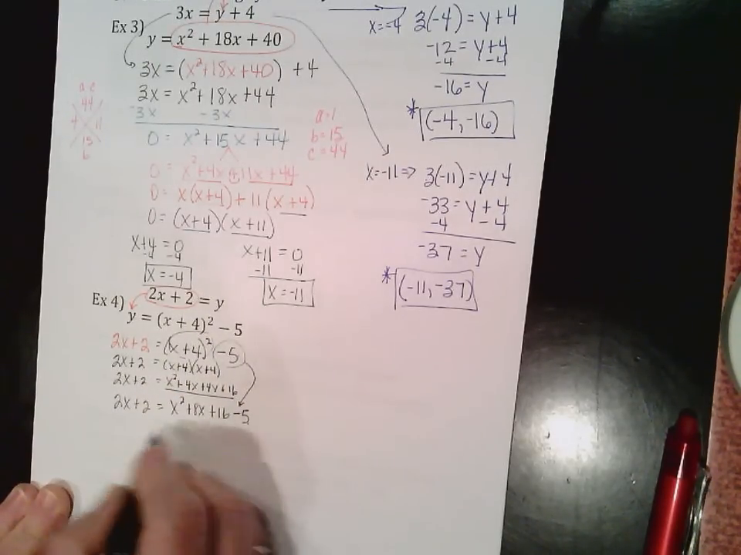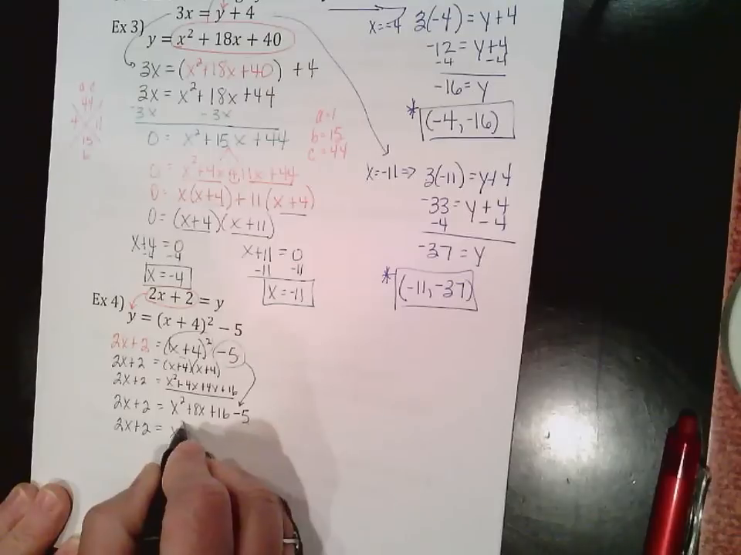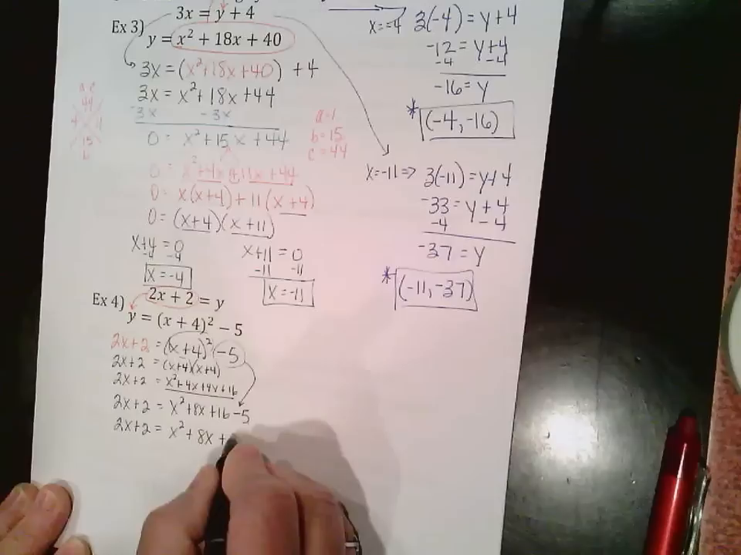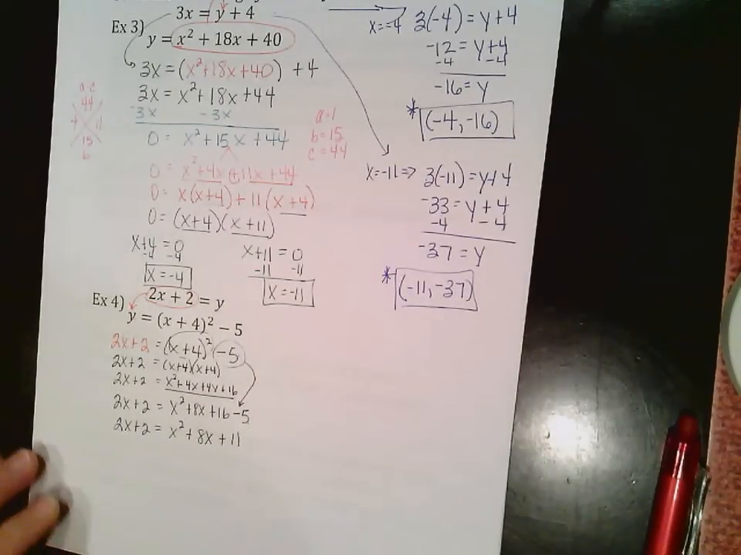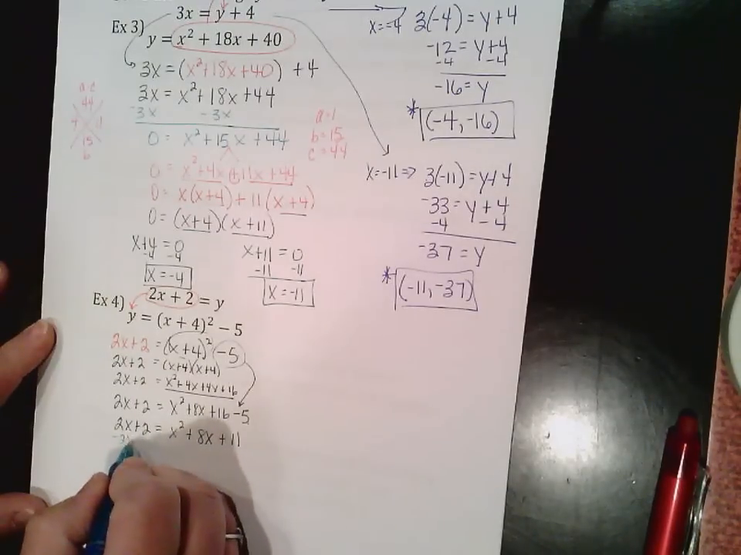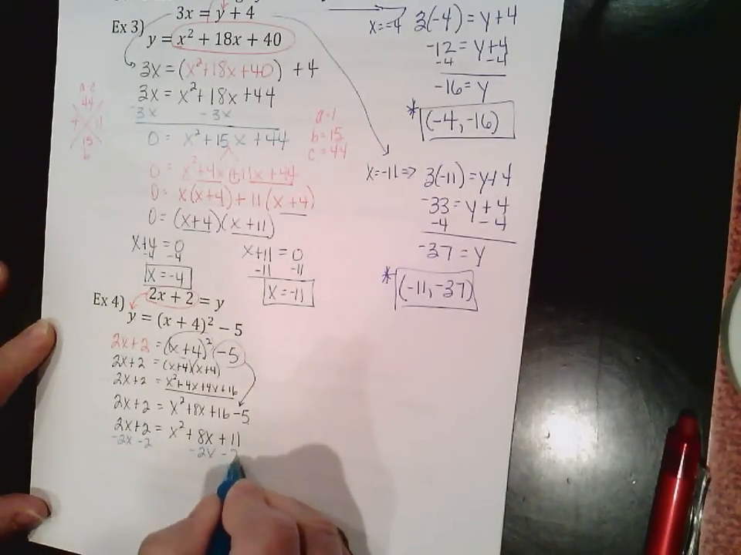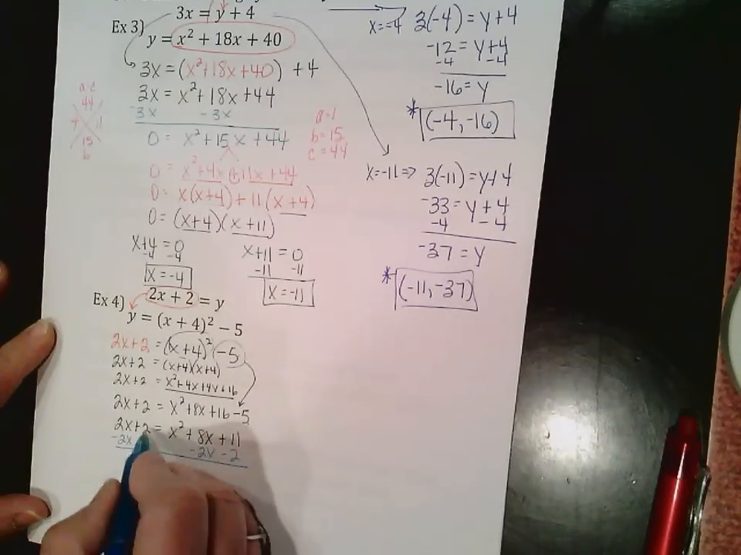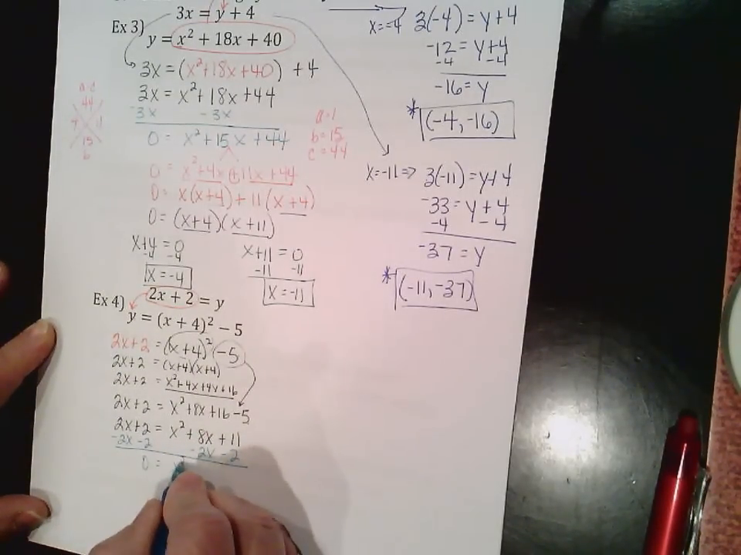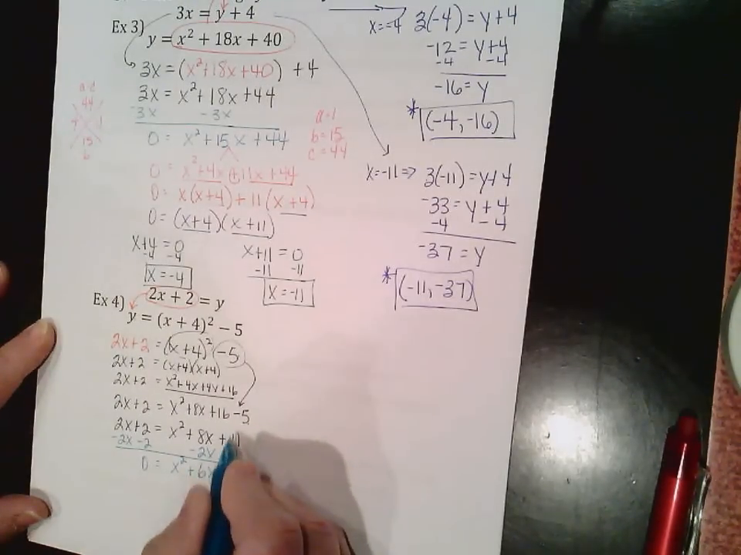I'm going to combine like terms here, and I get x squared plus 8x. 16 minus 5 is 11. Next step is to set it equal to 0. So I'm going to subtract 2x from both sides. I'm also subtracting 2 from both sides. I'm going to do them both at the same time here. This will give me, all of these will cancel out and be 0. I have x squared. 8x minus 2x is a plus 6x. 11 minus 2 is a 9.